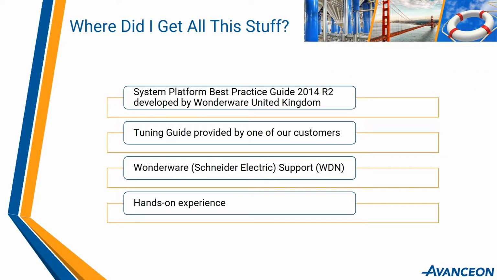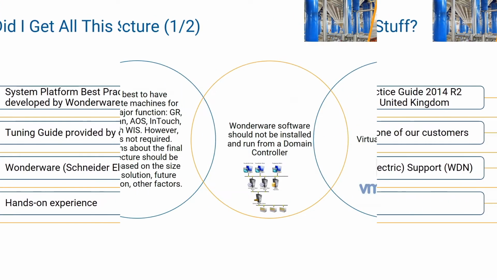So where did I get what we're going to be talking about? First and foremost, I found a system platform best practices guide for 2014 R2, and a lot of that stuff is still relevant, so it's a very, very good resource. Some other stuff is information from elsewhere, from customers, from the WDN, and from just hands-on experience. Sometimes the best way to do this is to just do it.